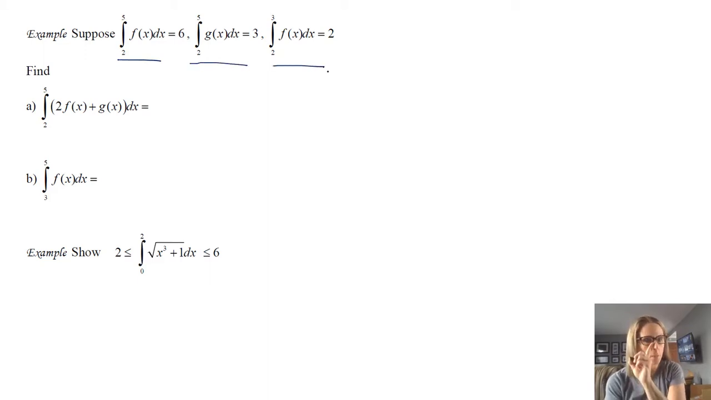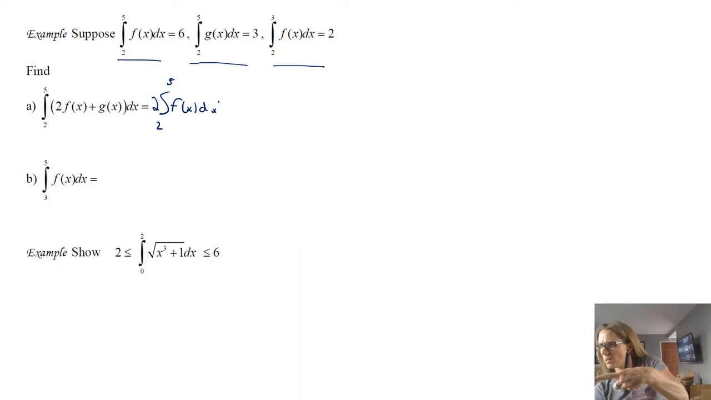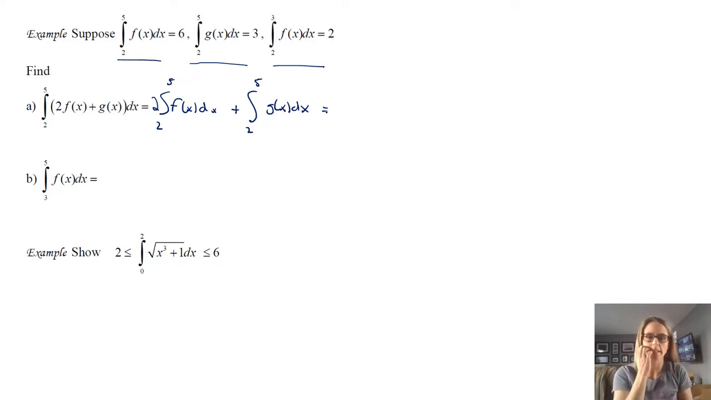Okay, so what I'm going to do is I'm first using property number 2, I have them listed here. I'm going to separate these, and I'm going to bring this 2 to the outside. So I'm going to have 2 times the integral of f of x dx. Bringing the 2 outside is number 3 because it's a constant. And then I'm also going to have this other integral from 2 to 5 of g of x dx. So again, I'm just using the properties here to separate this. And then we know what the integral from 2 to 5 of f of x dx is. It gives it to us right here and says that it's 6.